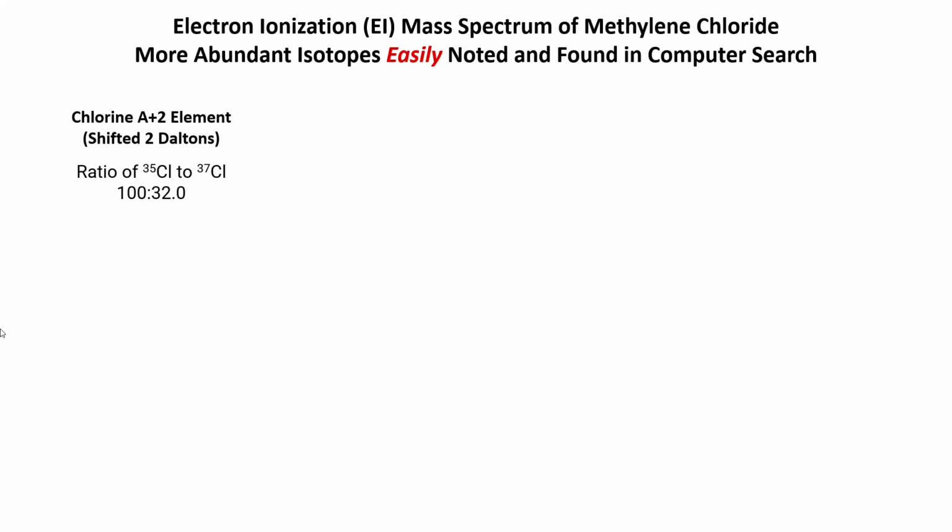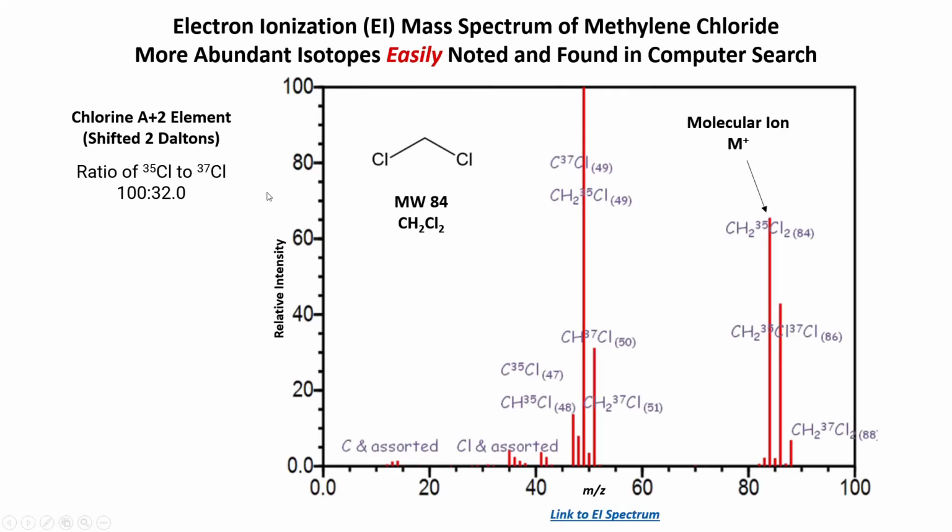And again, in this case, it's not an A+1, it's an A+2. It means that it's shifted 2 Daltons when you see that ion, as opposed to carbon, which is an A+1, that shows up at just 1 above the molecular ion. So here's the mass spectrum of methylene chloride.